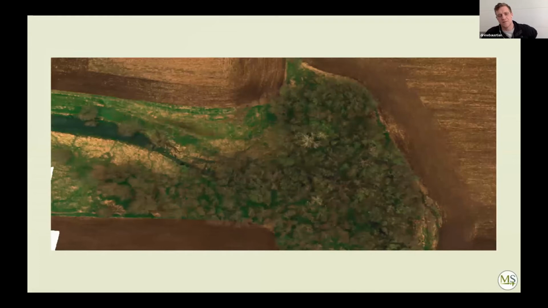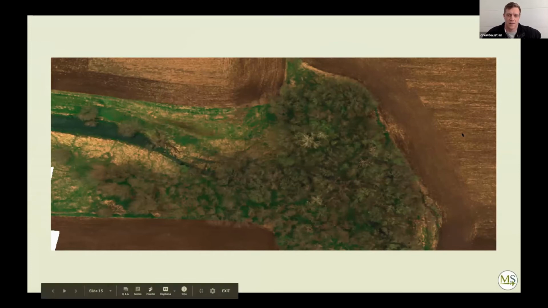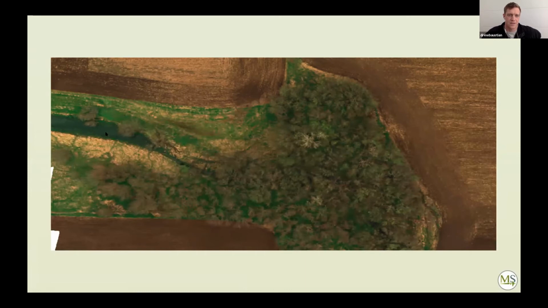This is just an example of the Altum data. This is an area that I flew outside my parents' place, actually. What we've got here is just a little clump of forest, and then you've got bare field all around it. And then there's this little stream that runs through into here. What I wanted to do was see if I could use the Altum thermal data to better understand where the water is going underneath this tree canopy.